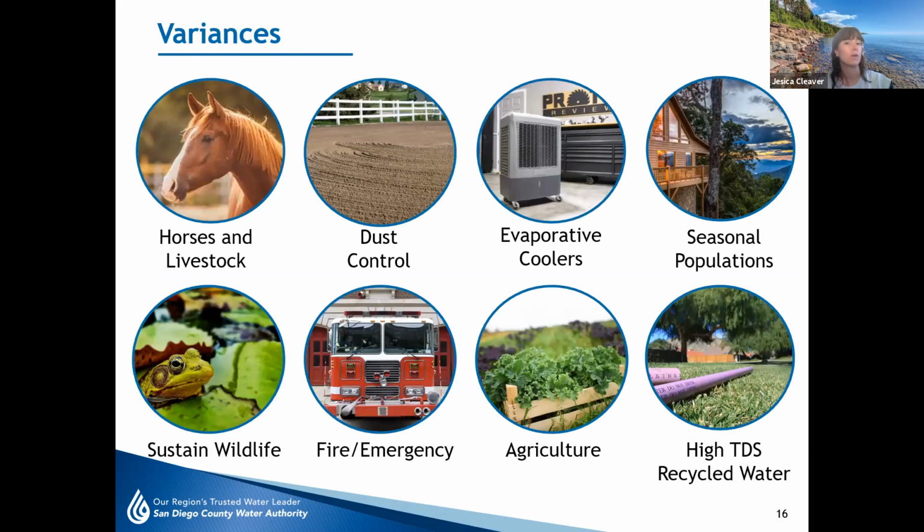However, at this time, DWR has moved forward with the 8 that were in the legislation, and those are horses and livestock, dust control, evaporative coolers, seasonal populations, supplemental use for sustaining wildlife, fire and emergency use, agriculture, and areas irrigated with high TDS recycled water. Next slide.